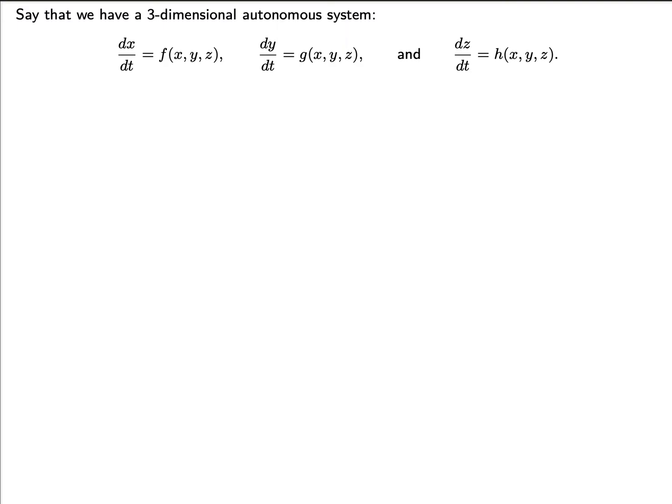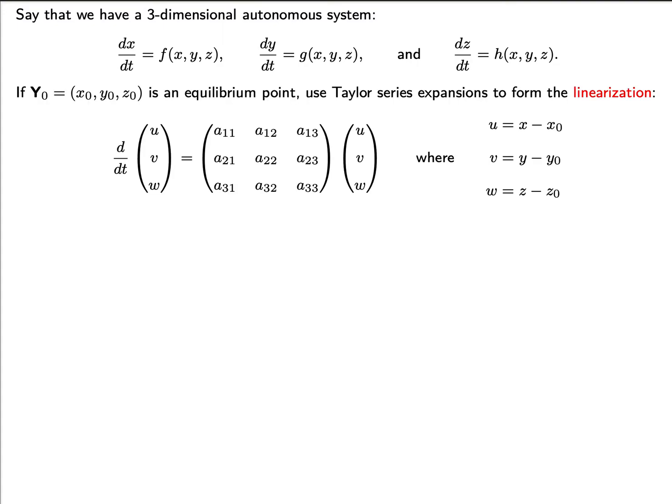Now that we focused on what happens for one-dimensional systems and for two-dimensional systems, let's see what we can say about what happens for three-dimensional autonomous systems. Let's say that (x0, y0, z0) is an equilibrium point. Then, just like before, we can use a Taylor series expansion to form a linearization. Here we'll introduce three new variables: u, which is x minus x0, v, which is y minus y0, and w, which is z minus z0.